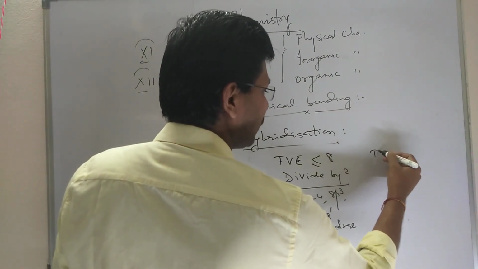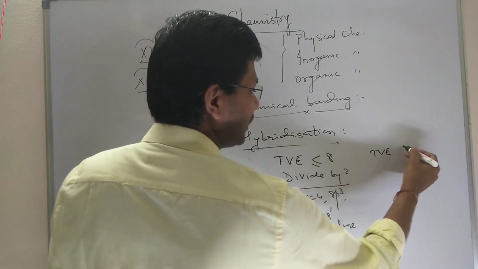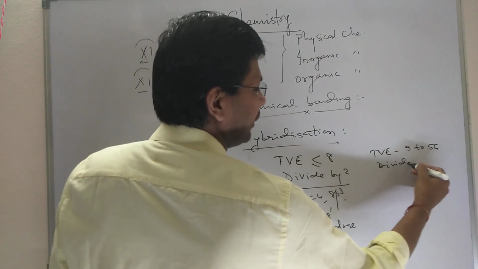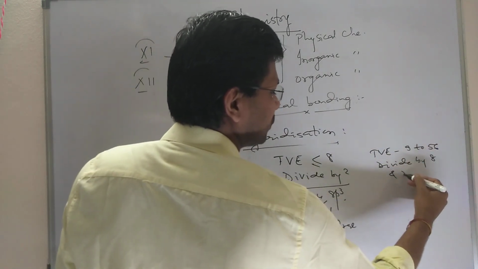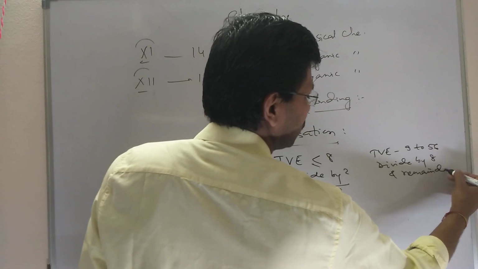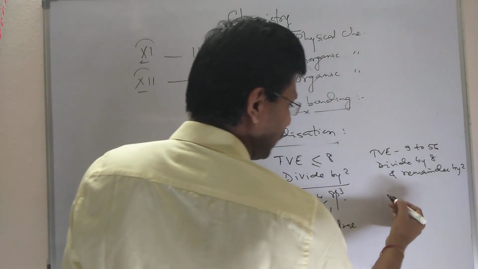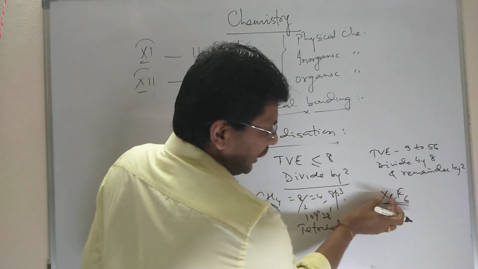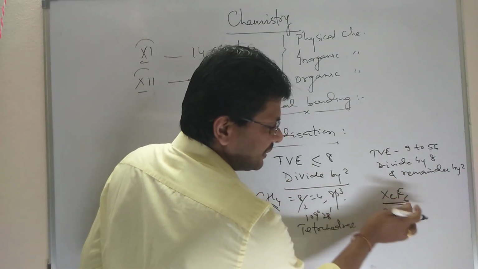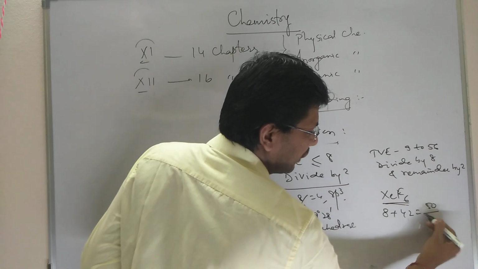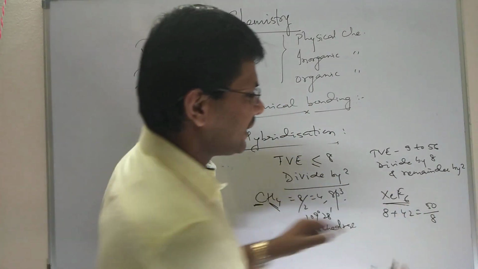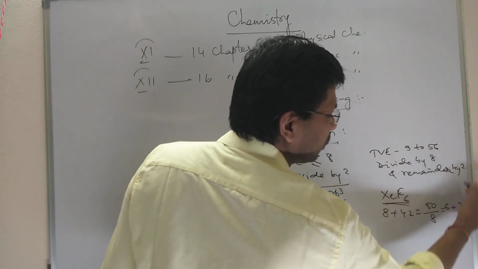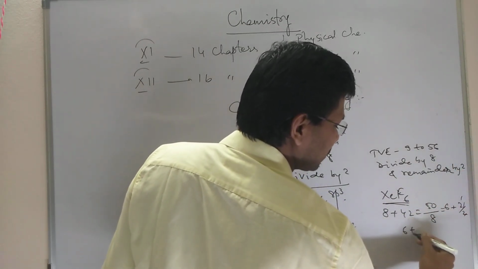For higher molecules, where total valence electrons range from 9 to 56, you divide by 8, and the remainder you divide by 2. Suppose you have been given XeF6. Xenon is 8 and 7 times 6 is 42, so it is 50. 50 cannot be divided by 8, but 8 times 6 is 48. So 6, and 2 is the remainder. The remainder must be divided by 2, so it is 1. So 6 plus 1, that is total 7.